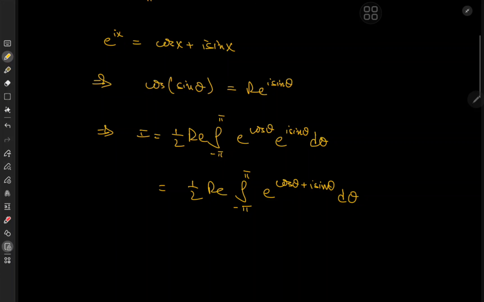So the argument of the exponential function is yet another familiar phase. So we have 1/2 of the real part of the integral from negative pi to pi of e to the e to the i theta. So that is exponentially awesome.